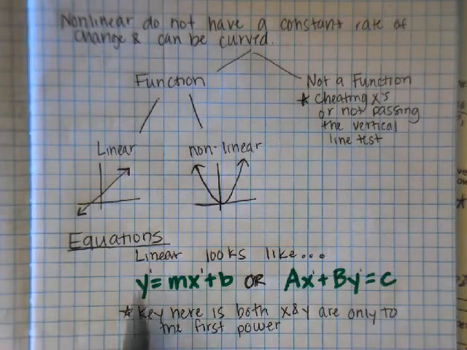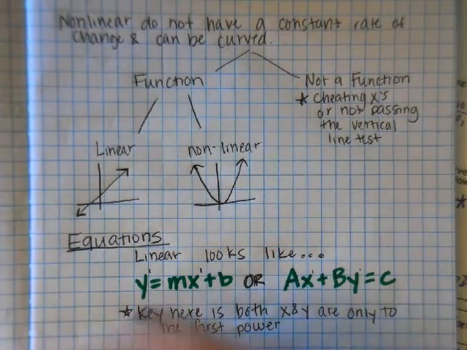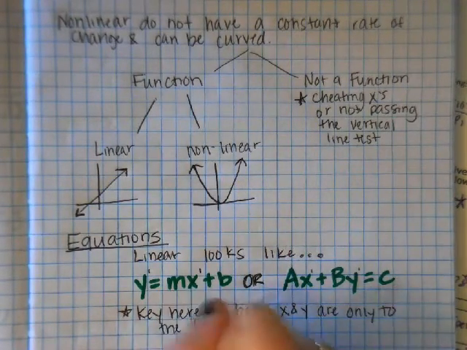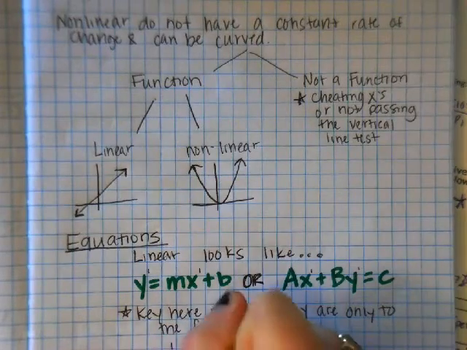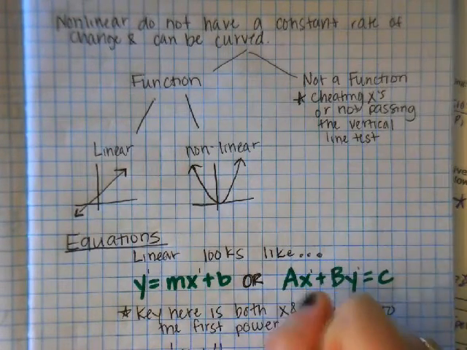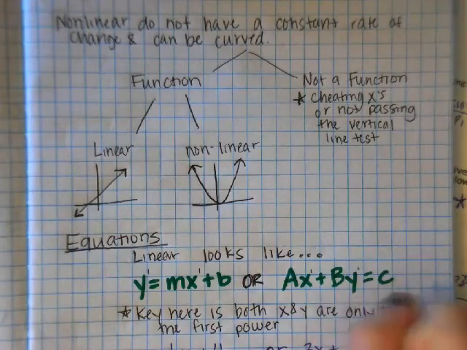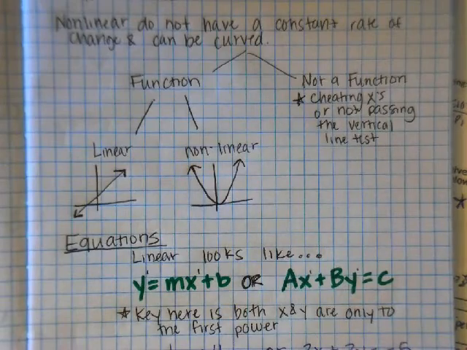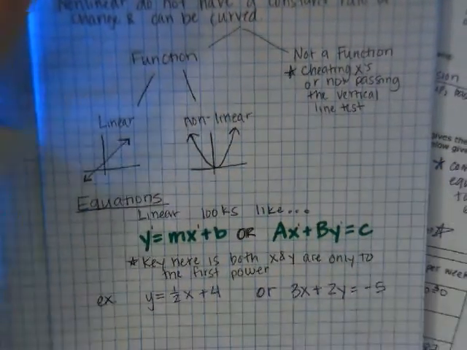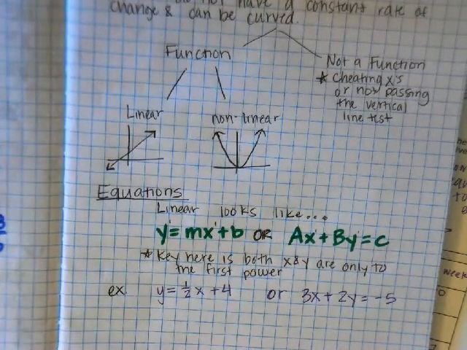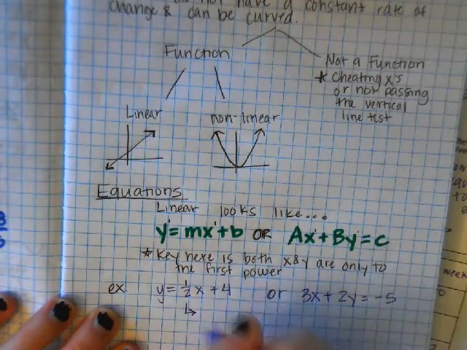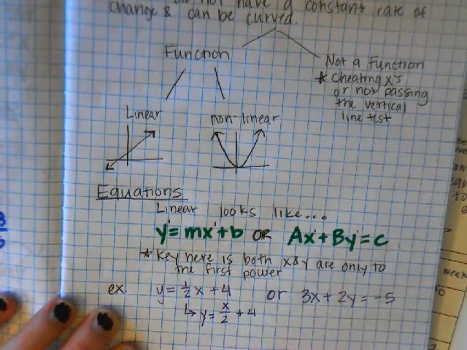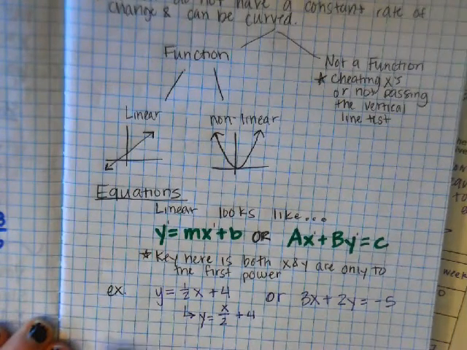All right, so examples of both of these, we have y equals 1/2 x plus 4, or 3x plus 2y equals -5, right? Something like that. Oh, you can't see what I'm writing. Keeping in mind that this one can also be written as y equals x over 2 plus 4, right? That's fine. These are all examples of linear.